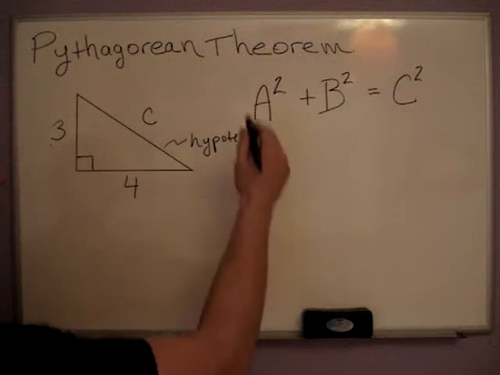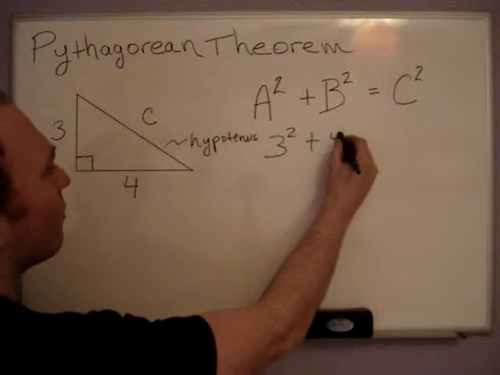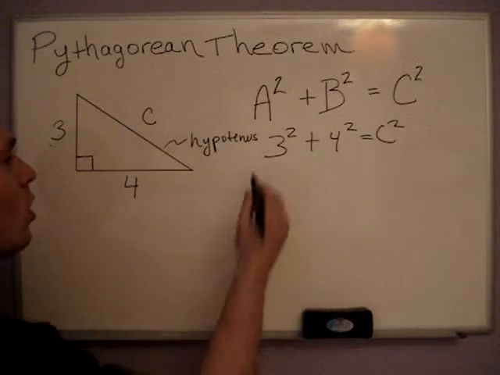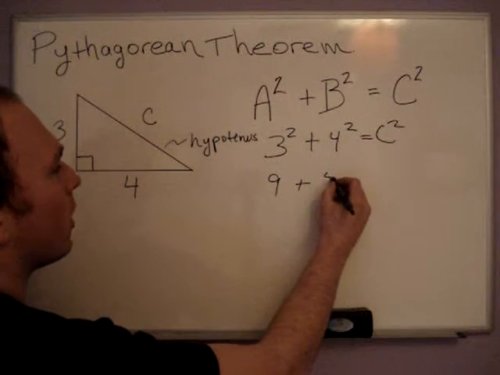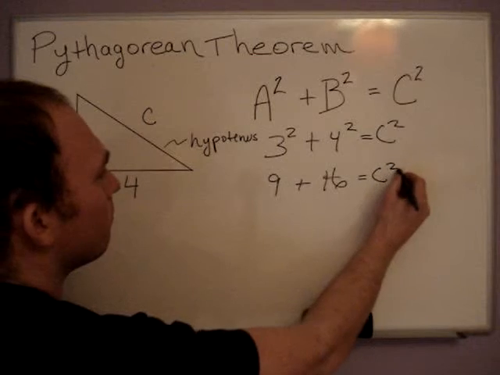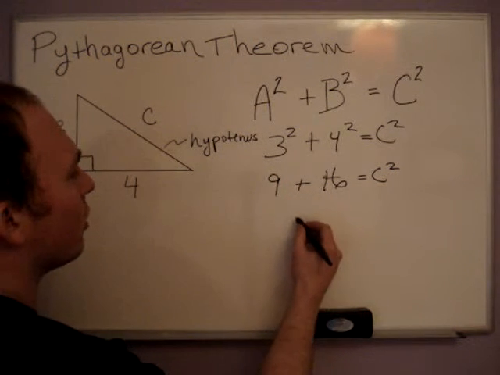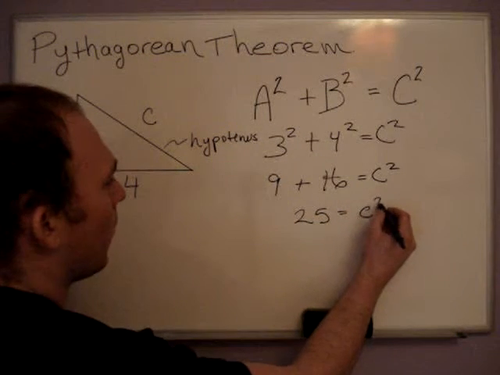So let's try this. We'll plug 3 in for our a, so 3 squared plus 4 squared equals c squared, the side we're looking for. We'll do our exponents first. 3 times 3 is 9. 4 times 4 is 16 equals your c squared. Make sure you drop that down. You'll sum your two numbers together here. So 25 equals c squared.